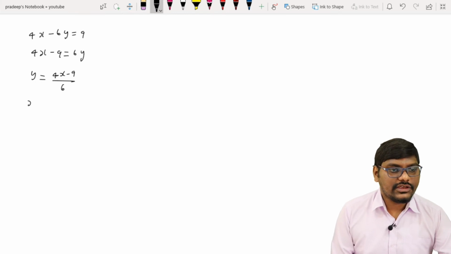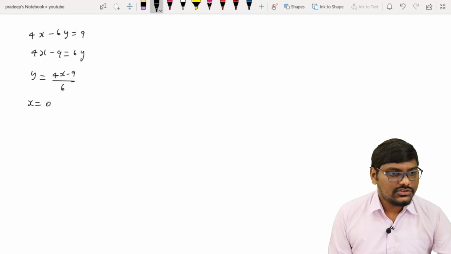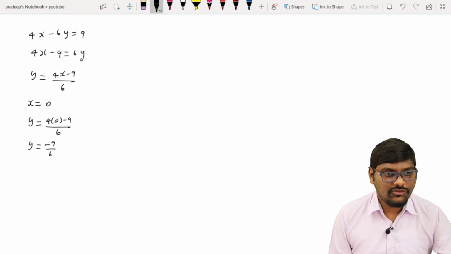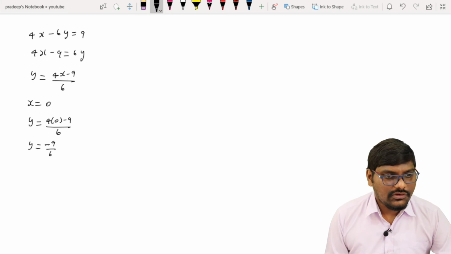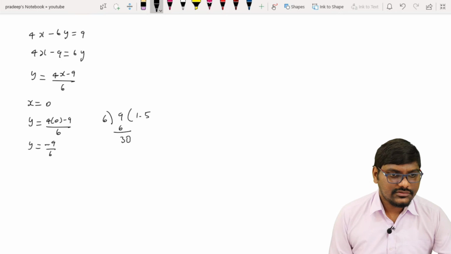Okay, so now I'll take x equal to 0. In the place of x I'll substitute 0, so I'll get y equal to (4 into 0 minus 9) by 6. So I'll get y equal to minus 9 by 6, where 4 into 0 is 0. Now I'll divide 9 by 6, 6 ones are 6, I'll get 3 as the remainder, and I take point here and 0 here. So 6 fives I can take, that is 30. So we got y is equal to minus 1.5.